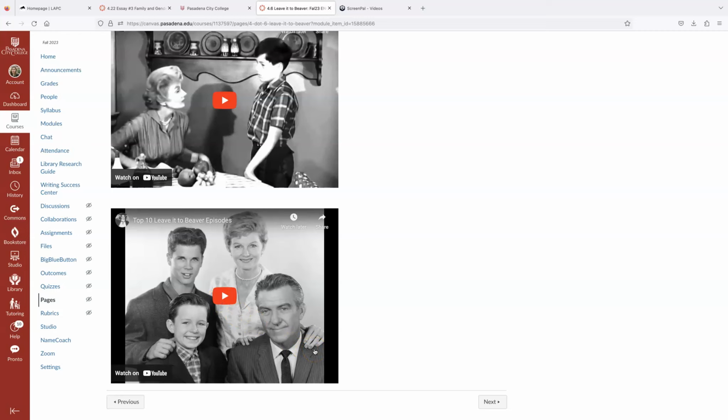When we're talking about gender roles, I don't want you to only look at female gender roles, but male gender roles as well, and how men were expected to dress in those days. So the father was clean cut with a suit.